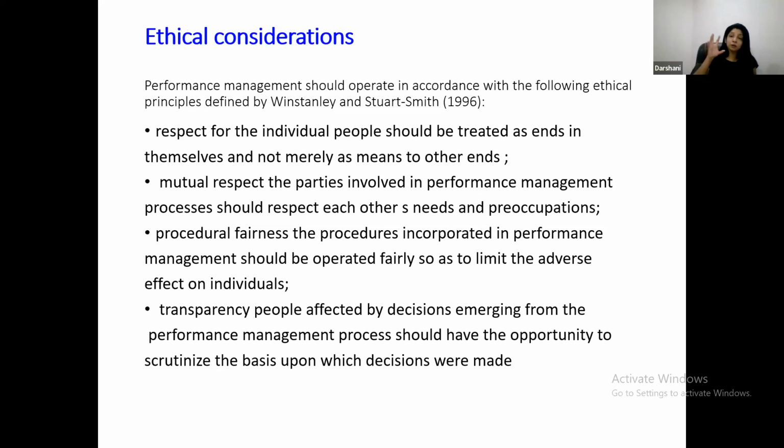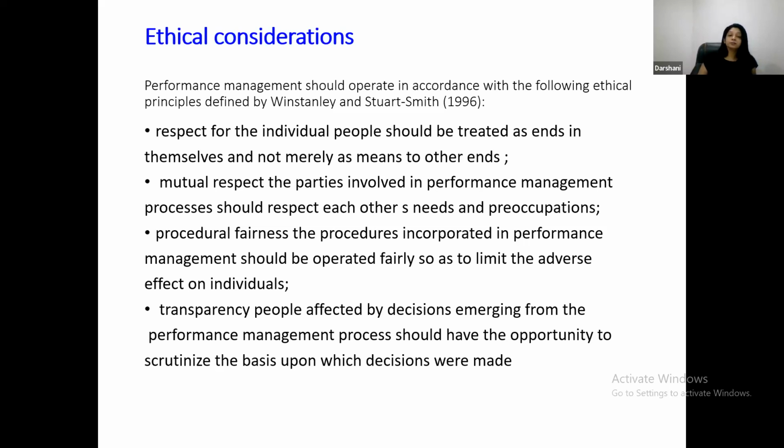Of course, if after doing the performance evaluation you see there are no properly qualified people, that's fine to go for the outside. But it does not mean that you always have to follow the procedure as expected. No, you can change it fairly. So that's what it says. That is also an ethical consideration that you have to consider.